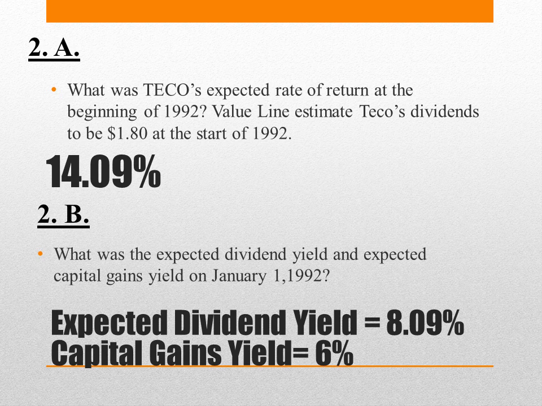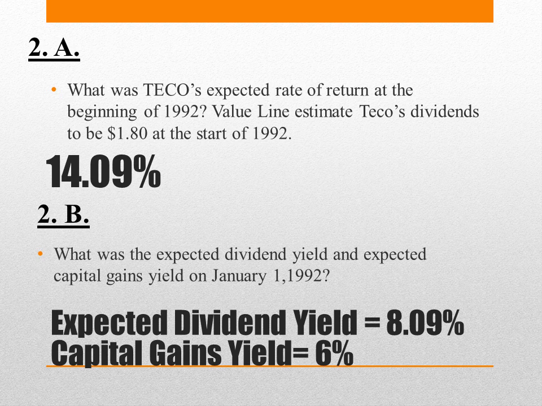Now consider TECO's common stock. Value Line estimates TECO's 5-year dividend growth rate to be 6%. Assume that TECO's stock trades on January 1st, 1992 for $22.26. Assume for now that the 6% growth rate is expected to continue indefinitely. So what is TECO's expected rate of return at the beginning of 1992?